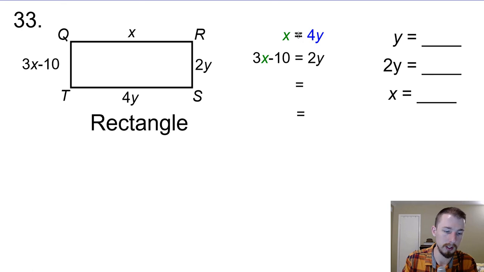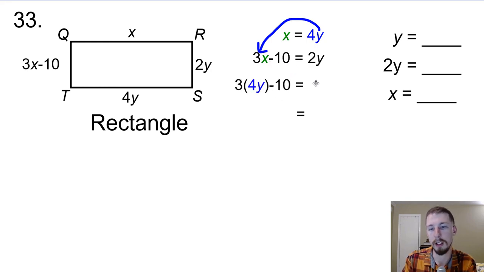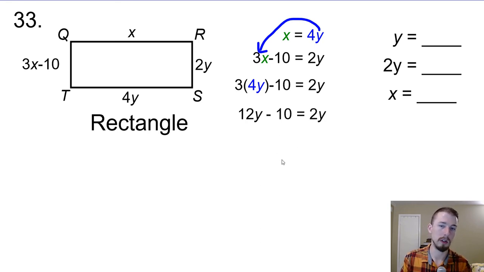So what I'm going to do is I'm going to take the x is equal to 4y, and I'm going to plug in 4y in for this x in the next equation. So that's going to look something like this. So 3 times 4y minus 10 is equal to 2y. Then all I have to do is multiply. 3 times 4 is 12y minus 10 is equal to 2y. And then you can solve the rest of the equation here. I think it's just going to be 1. Yeah, it's just going to be 1. So y would, in that case, be equal to 1. Then you can solve for the rest of them by plugging them back in. So I'll leave you to do that one on your own.